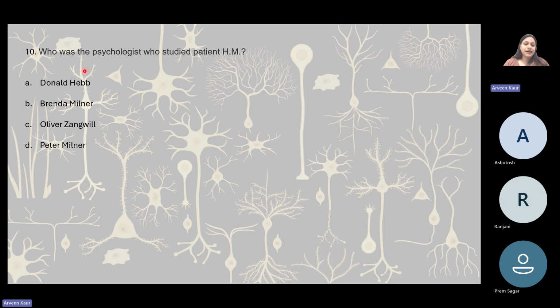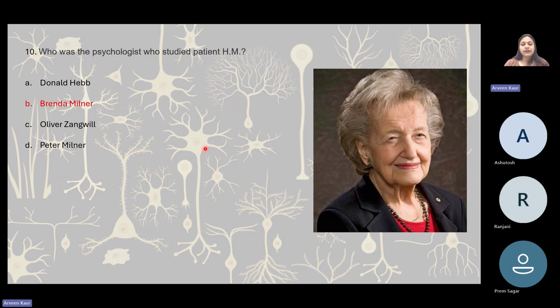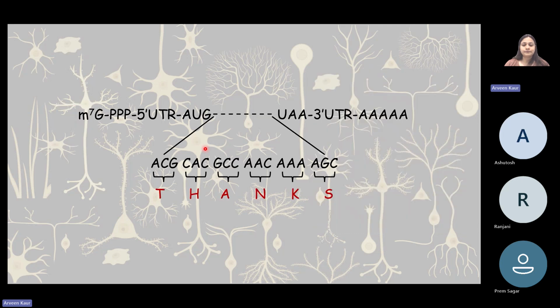Again, we have just discussed who the psychologist was who studied the patient HM. Was it Donald Hebb or Brenda Milner or Oliver Zangwill or Peter Milner? Right? I have already given away the answer. It was Brenda Milner, right? She is British, I think she's Britain-born. She's a British psychologist. Currently, she's around 107 years old. And she has thrown light upon the subject through the discussion of this particular patient HM.